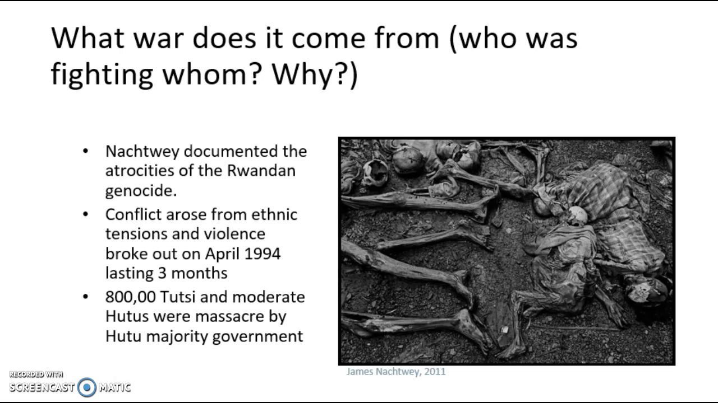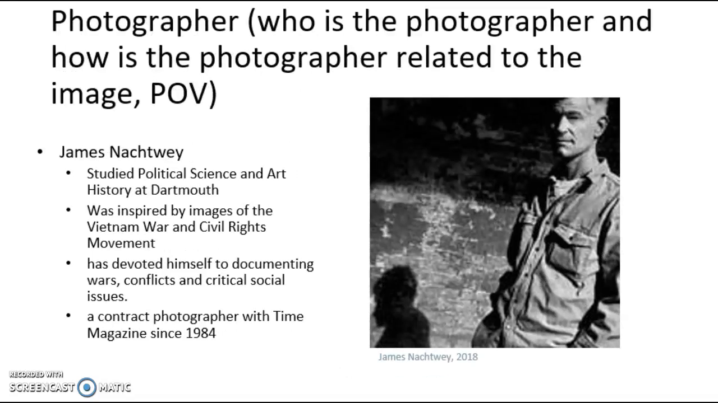This genocide came about because of a conflict between two ethnic groups, the Hutus and the Tutsis. Violence broke out in April 1994, and it lasted about 3 months. During that time, about 800,000 Tutsis and moderate Hutus were massacred by the Hutus and the Hutu majority government.